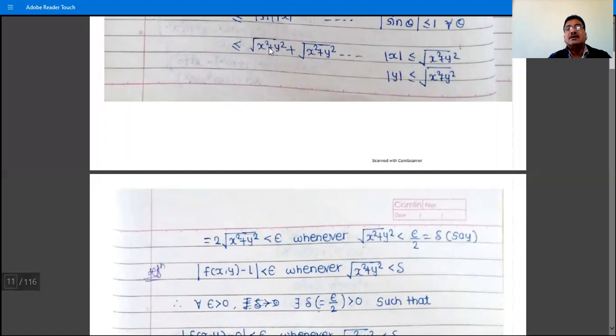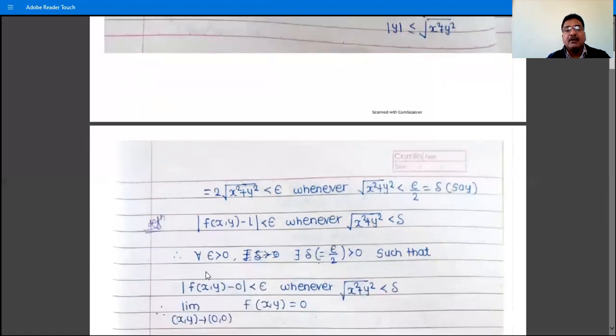Then the addition is 2 times root x square plus y square. Don't write this as x square plus y square. Here the answer: root x square plus y square into root x square plus y square is x square plus y square. This is the addition. So like that, a plus a is 2a. 2 root x square plus y square is less than epsilon whenever root x square plus y square, shifting this to the right side, is strictly less than epsilon by 2, and take epsilon by 2 as delta, say delta.